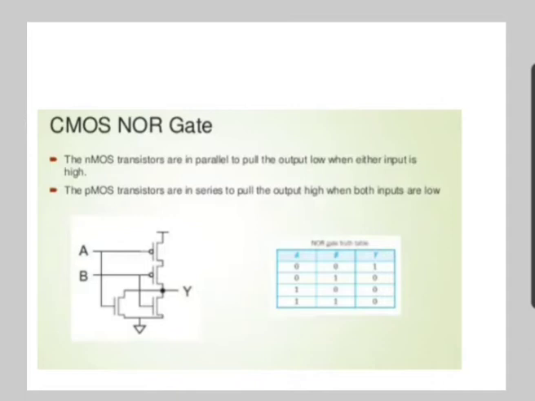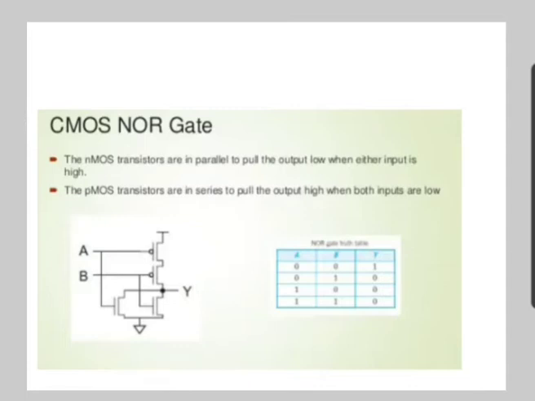It consists of two inputs. The CMOS NOR gate is shown here in the figure. The NMOS transistors are in parallel to pull the output low when any of the inputs is high, and the PMOS transistors are in series to pull the output high when both inputs are low, as shown in the truth table here. So the crowbar or the floating condition does not exist in the NOR gate.